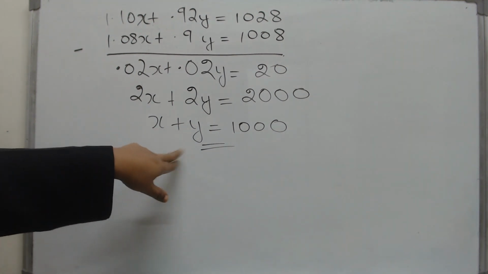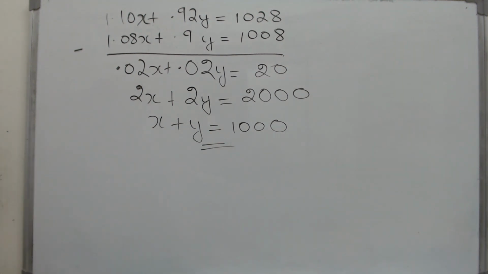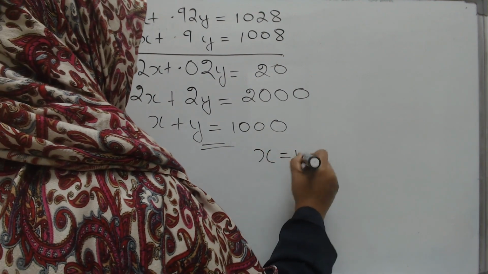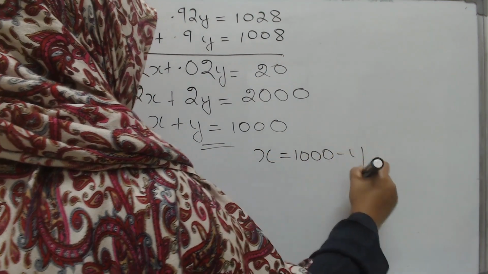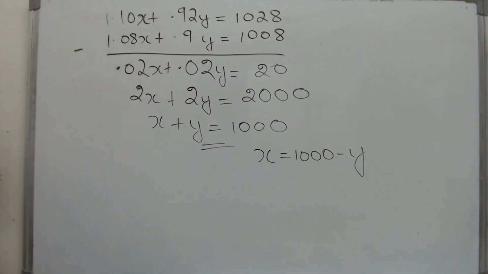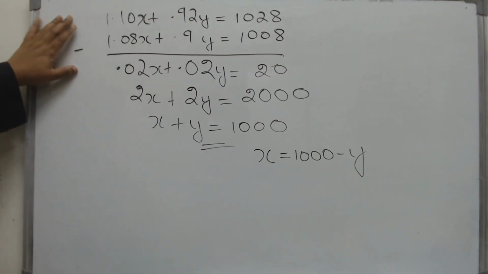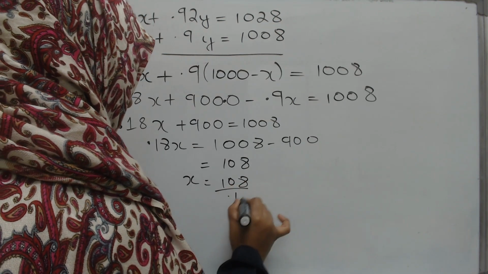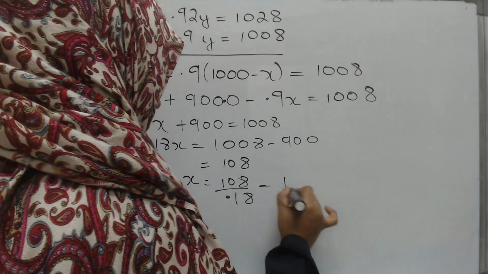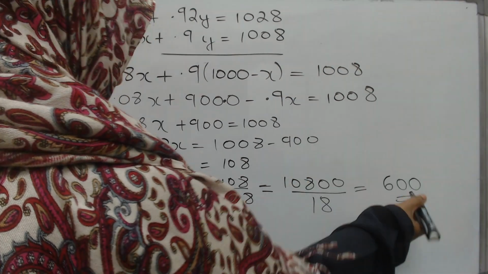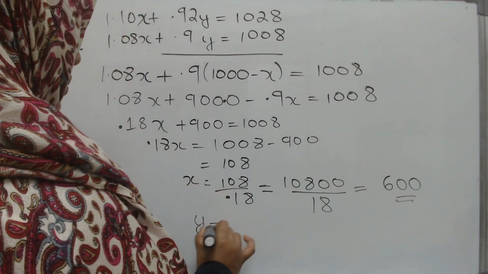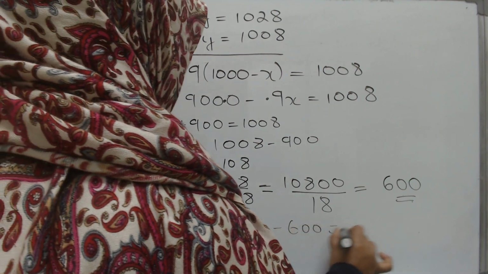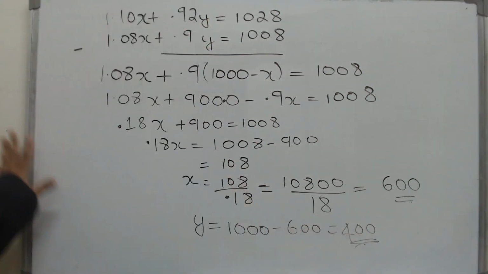We just got that x and y added together should give you 1000, which means take x is equal to 1000 minus y and put it in any of these two equations. Any one will work. I will put it here. So your x is 600, which means your y was what? It was 1000 minus 600, which is what? 400.